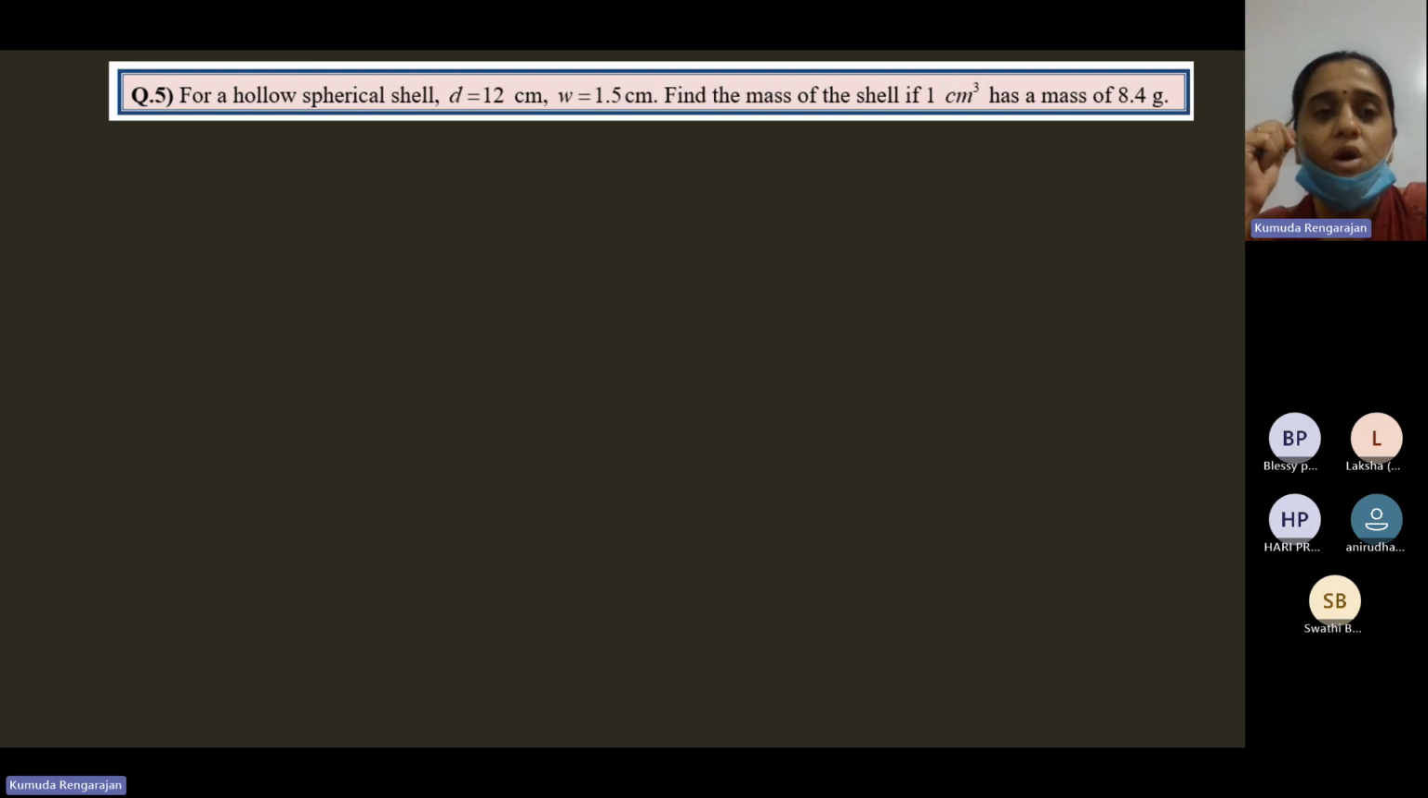See this question for a hollow spherical shell. Diameter is 12 centimeters. Width is 1.5 centimeters. That is like the coconut. We were talking about the coconut. A coconut is a hollow spherical shell. It's a hollow sphere or a spherical shell. Coconut.